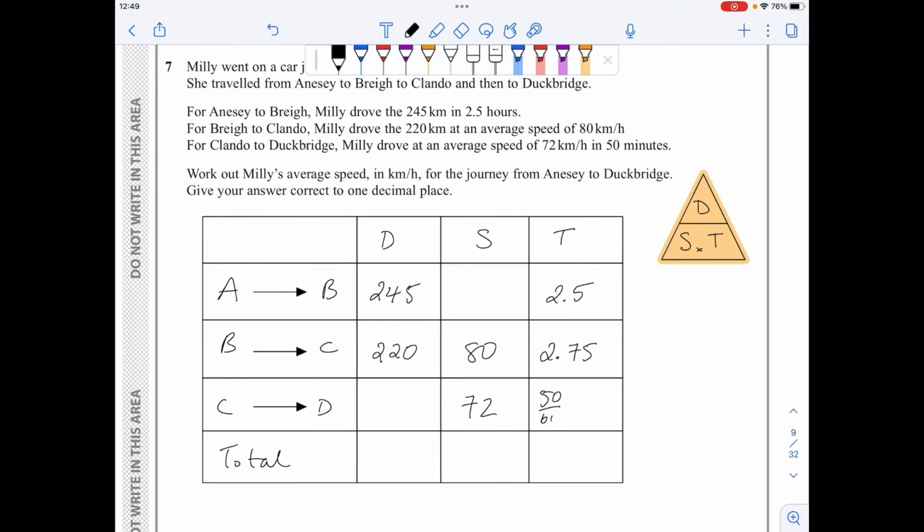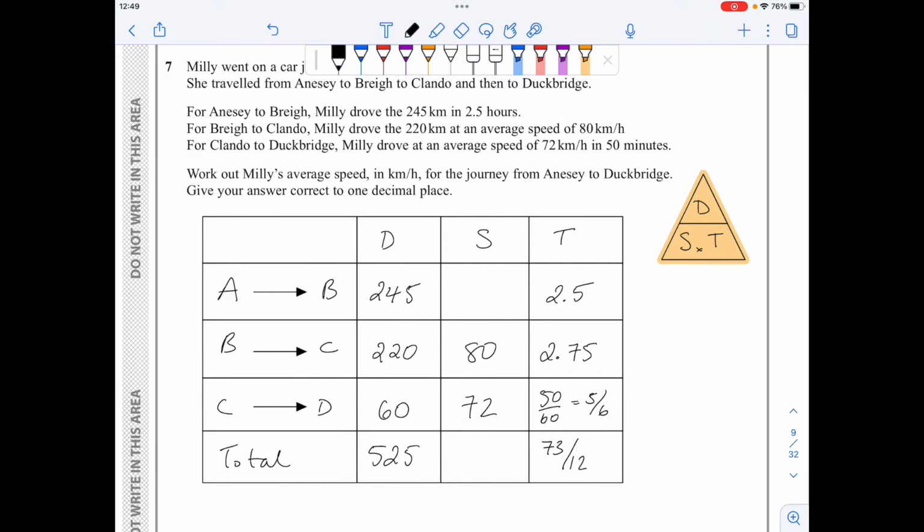And then for the last part of the journey, I have a speed of 72 for 50 minutes, and that's 50 over 60 or 5 over 6. To find the distance, you just multiply speed times time, and this comes out to be 60. So if I add the distances, I get 525. If I add the times, I get 73 over 12 from my calculator.